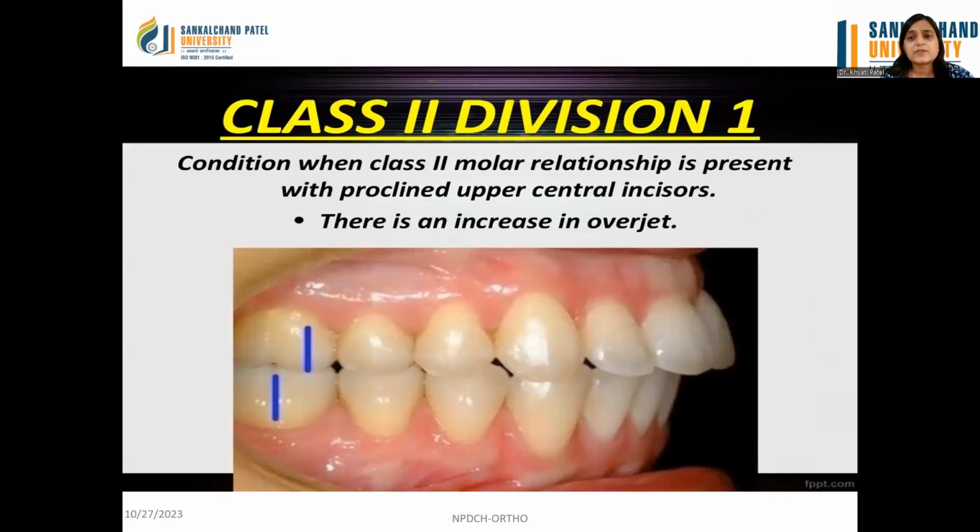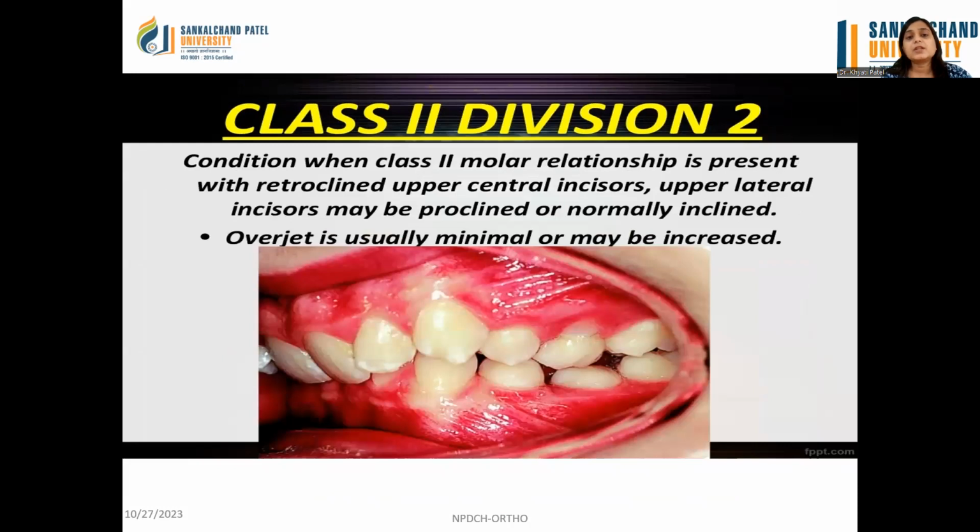If we focus on class 2 division 1 malocclusion, the molar relationship is class 2, but the upper incisors are proclined. There is increased overjet. There is a retrognathic mandible. This all comes in class 2 division 1 malocclusion. When we talk about class 2 division 2 malocclusion, it is a condition where the class 2 molar relation is the same, but the upper incisors are retroclined.